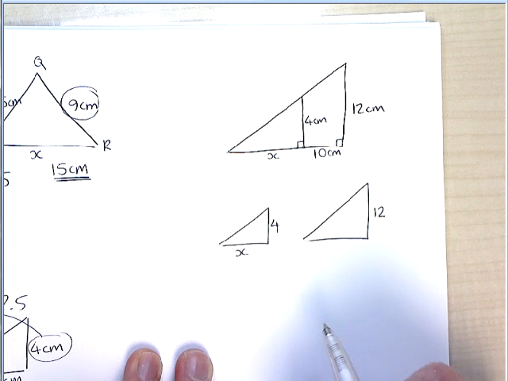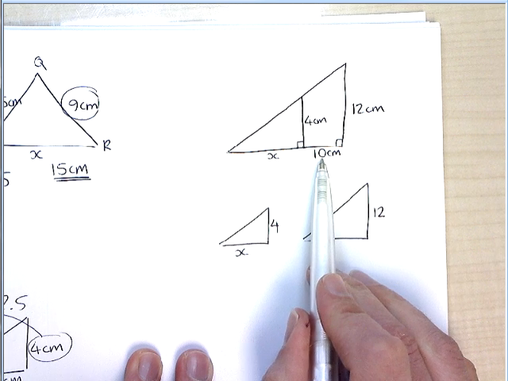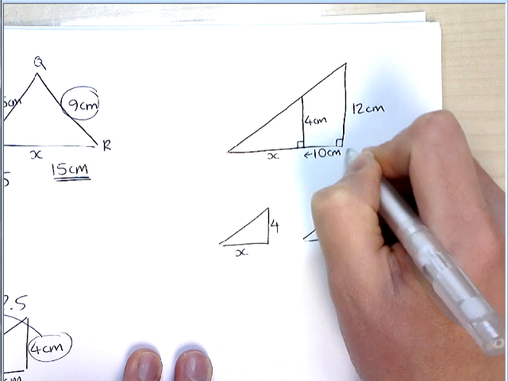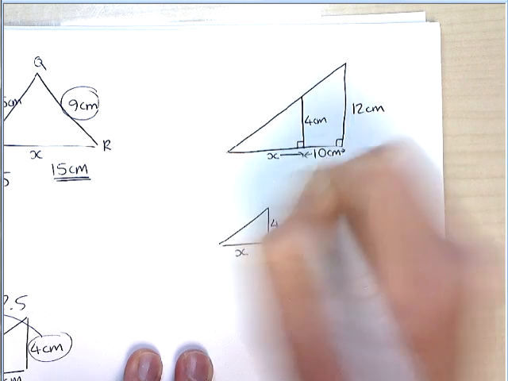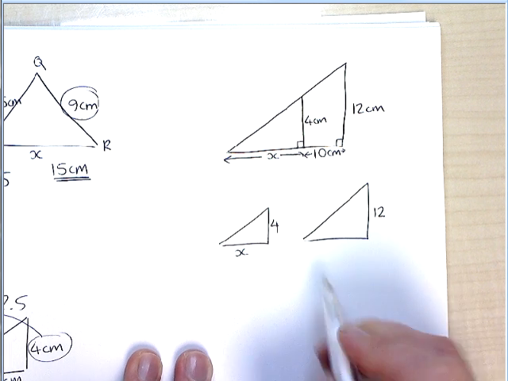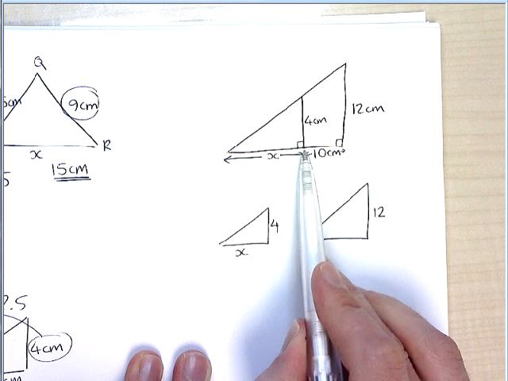And the classic error that people make is they divide 10 by 3. And that's wrong, because the 10 is actually this part here, and the x is this part here. I must say now it's not drawn to scale, so the numbers might look a bit odd. So this length here is actually x plus a 10.